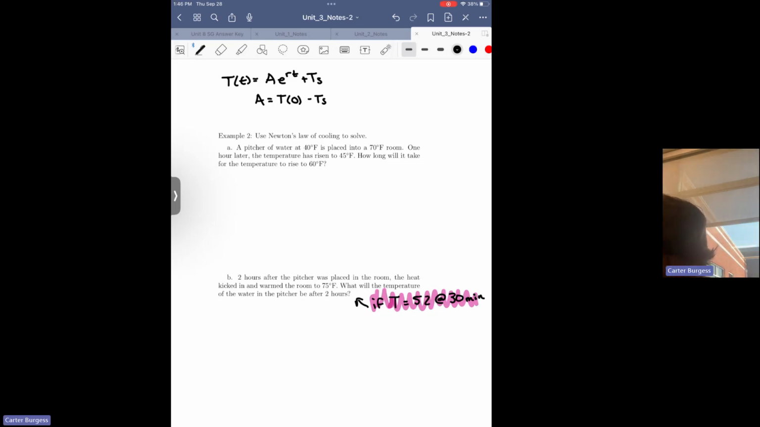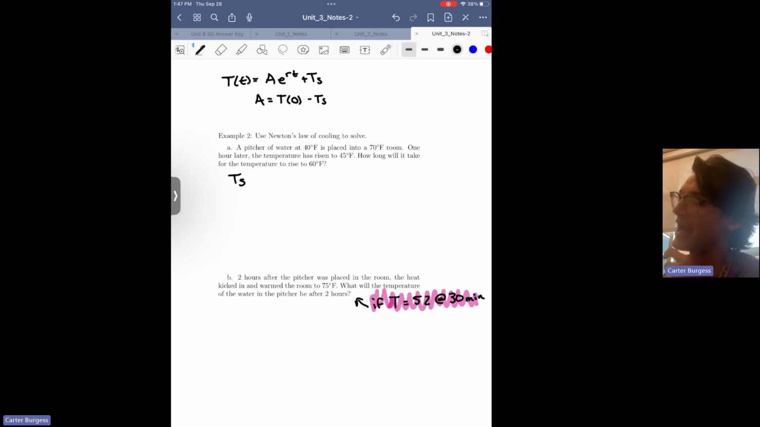In the case of 2A, we are told that a pitcher of water at 40 degrees Fahrenheit is placed into a 70-degree room. This actually already gives us a ton of information, right? In particular, if we're trying to build this equation, what information have we just been given here? So we just got T sub S. And I agree that we also did just get A, but why did we get A? What was the other component to A that we got? The initial temperature, that T of 0.